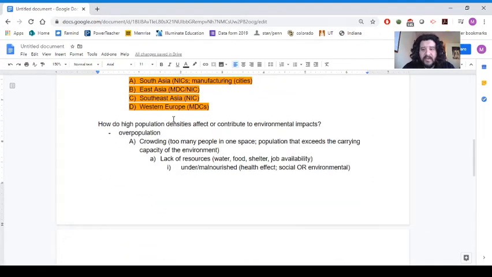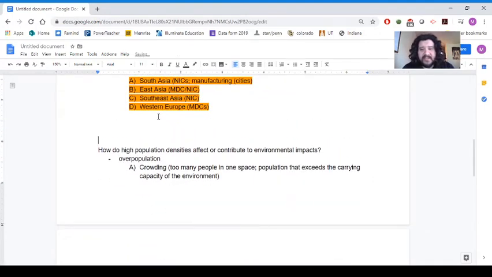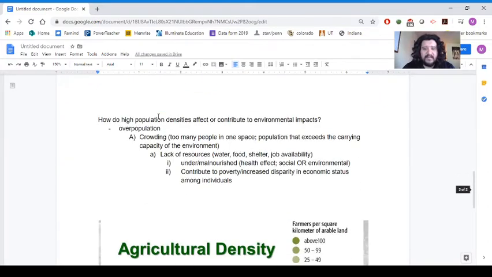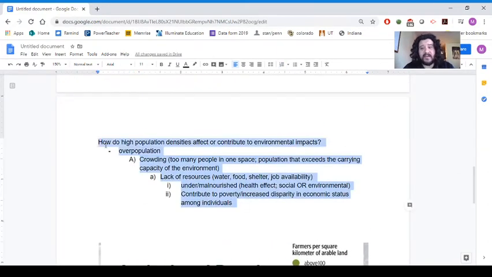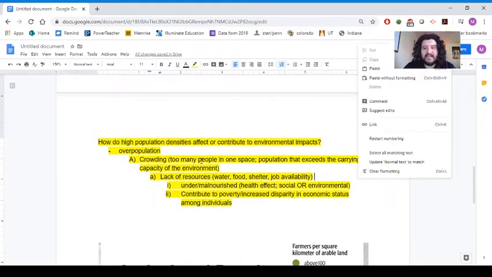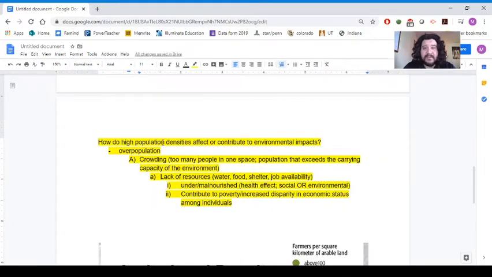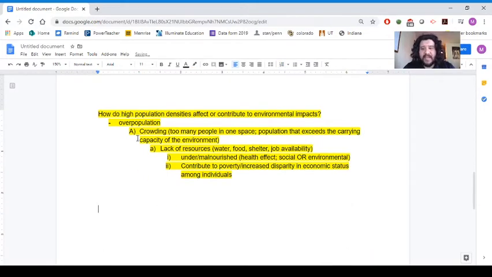Here at the bottom, right, how do high population densities affect...? This question may answer a lot of different questions for me, right? This would be kind of the be-all, end-all, right? This is what I want as kind of my final route to an answer. All right, so if I'm going to type something like this out, and I'm going to answer this question, right, how do high population densities affect or contribute to environmental impacts? Well, I can start with my answer.